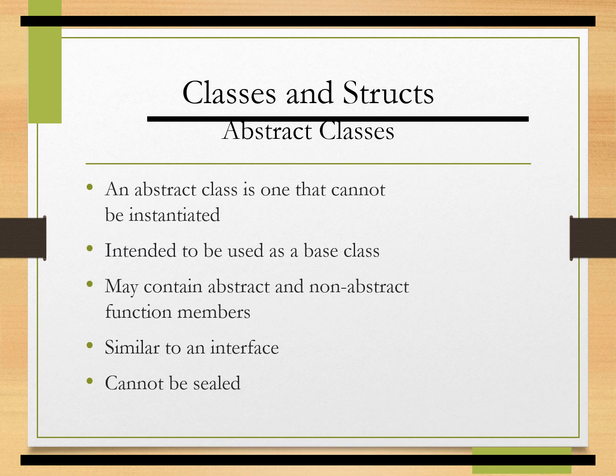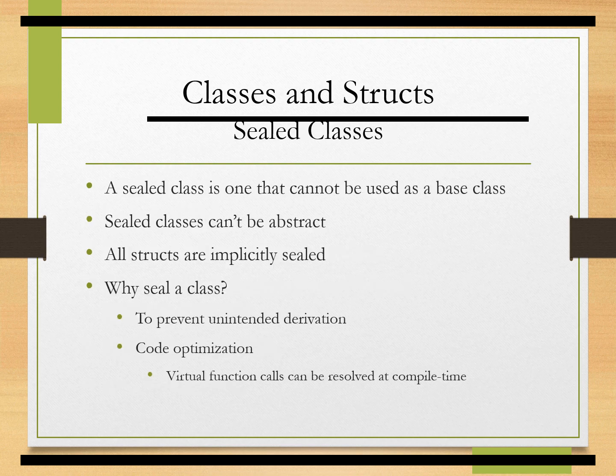An abstract class is one that cannot be instantiated and is used as a base class. It can contain data, abstract and non-abstract function members, and is similar to an interface. A class that cannot be instantiated is known as an abstract class.